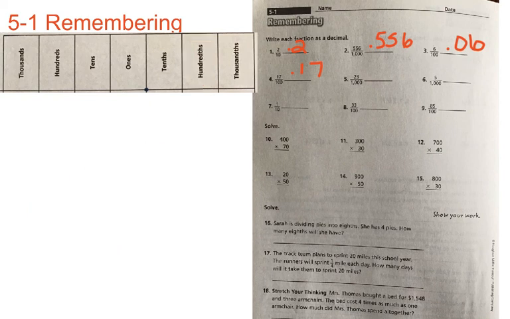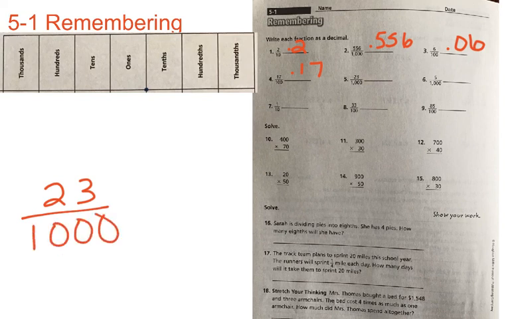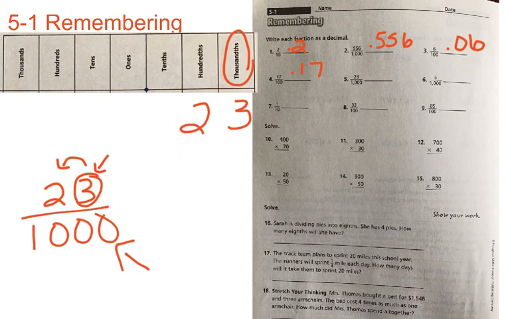Number 5, we have 23 over 1,000, or 23 thousandths. And so the thousandths tells us which place we're working with. We pick our thousandth spot. We pick the last number in our numerator. In this case, it's the 3, and we put that in the spot. Then we move over 1 to the left, move that number up, and then we have a place where there's no number, so we fill that in with a 0 and then bring down our decimal. So 0.023 is 23 thousandths.